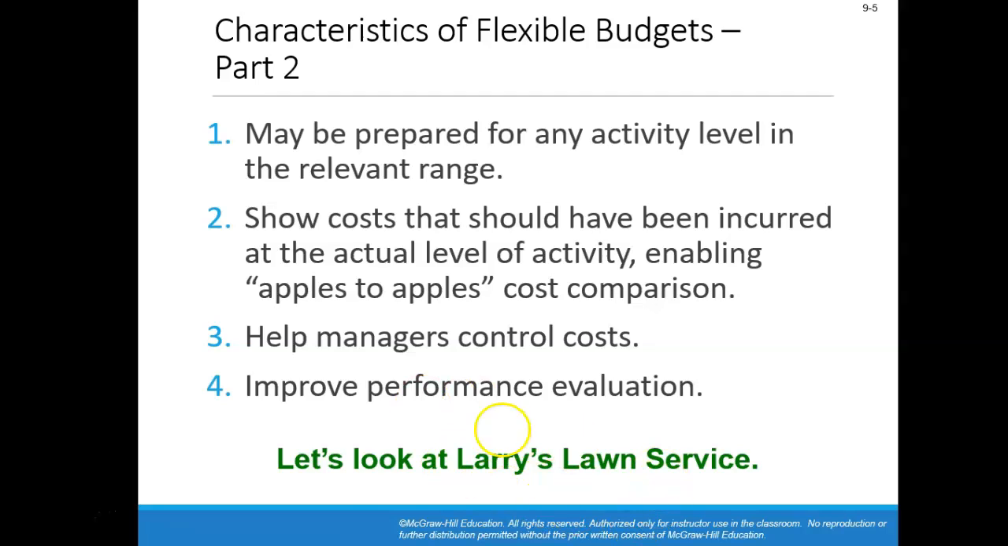So we have a sample company called Larry's Lawn Service. We're going to prepare a flexible budget for Larry's Lawn Service. So you ready? You excited?